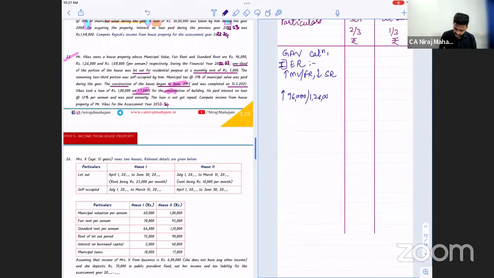So 1,26,000. But lower of 1,26,000 or what, children? 1,08,000, isn't it? So lower is 1,08,000. So therefore ER, expected rent, is how much? 1,08,000. Nothing for SOP. So we'll do apportionment for let out. How much is this? 1,08,000 divided by 3. 36,000, is it? Tell me all of you.